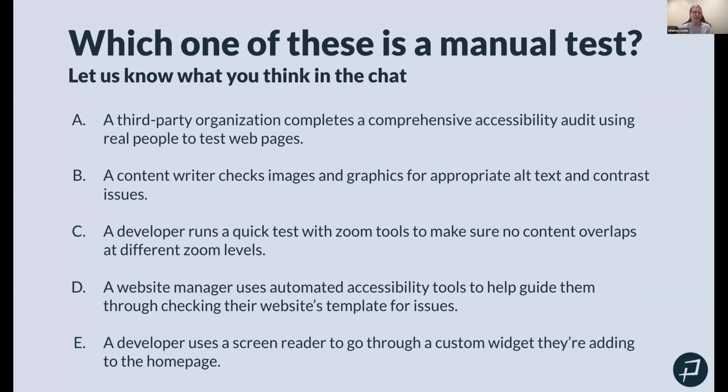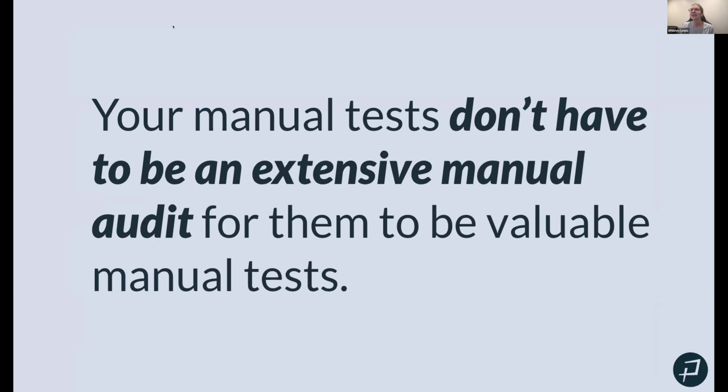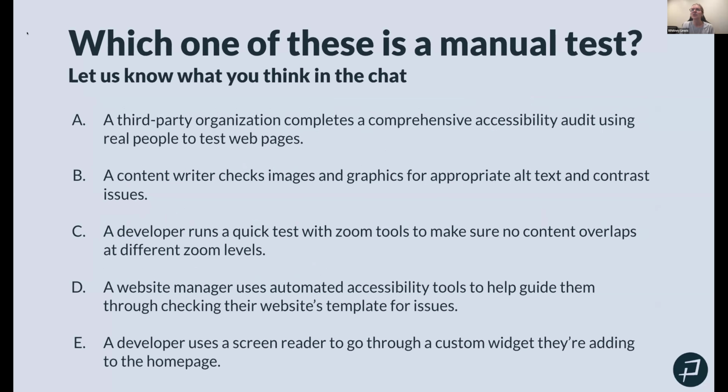Yes, all of them. Thanks for humoring my trick question. All of these are manual tests. And the idea here is your manual tests, they don't have to be extensive manual audits for them to be a valuable manual test. So on this slide where we talked about A through E, there's a zoom test, there's checking for images and graphics, there's using automated tools to help you with your manual testing. It's not always looking at every single success criterion and doing every single manual accessibility test.